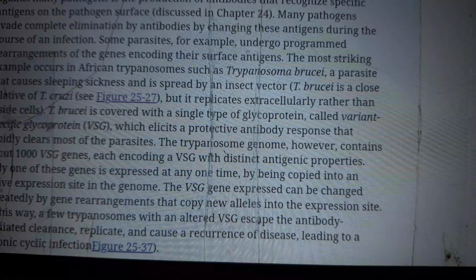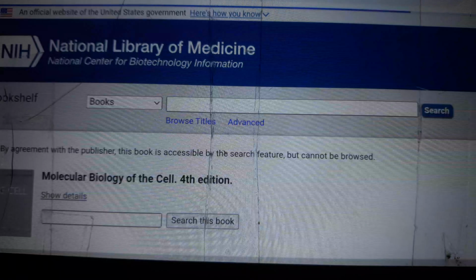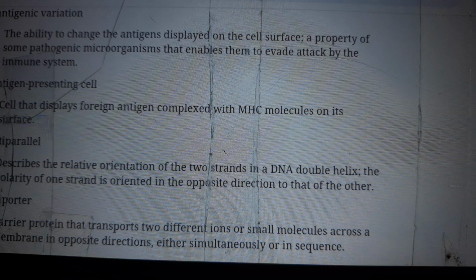A small-scale example of the constant battle between infection and immunity is the phenomenon of antigenic variation, which is described as the ability to change the antigens displayed on the cell surface, a property of some pathogenic microorganisms that enables them to evade attacks by the immune system.